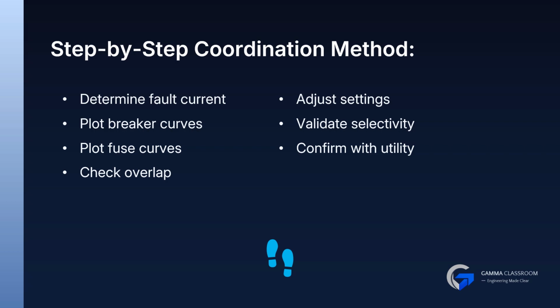Coordination is a step-by-step process. First, determine fault current, then plot all curves. Check for overlap. Adjust settings if needed. Validate selectivity. Finally, confirm with the utility. They always have final approval.